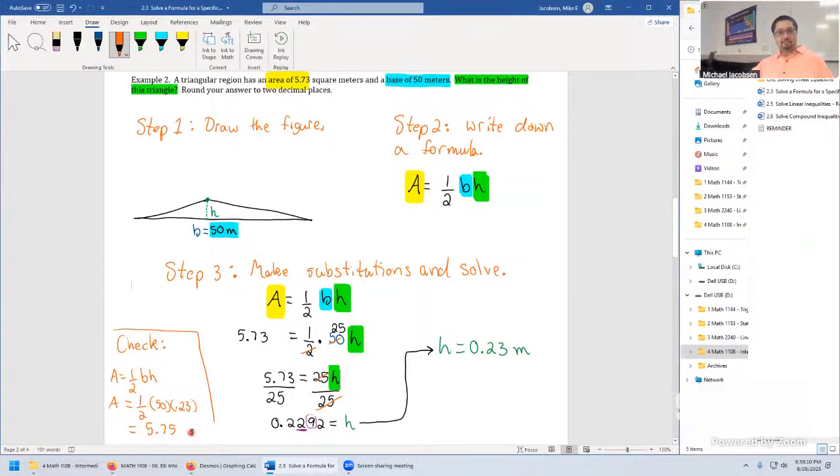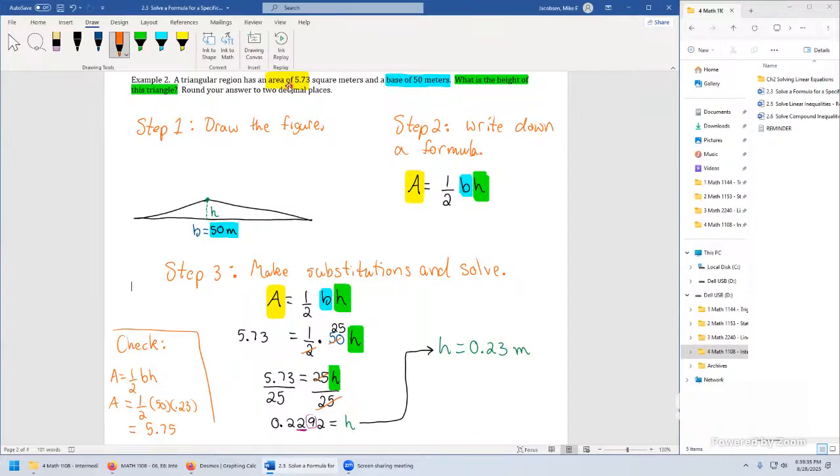And now we have to decide, well, how do we feel about that? My check says area is 5.75 if the base is 50 and the height is 0.23. But the start of the problem said the area is 5.73. Did we get it wrong, or would you say we're still correct? What could be the explained discrepancy here? The rounding, you rounded, so that changed the number just that little bit. Yeah, good call, Dexter. Thanks for mentioning that.